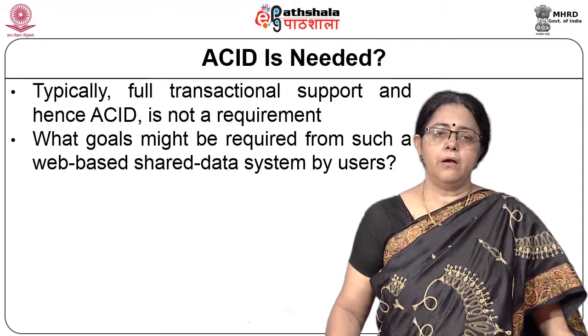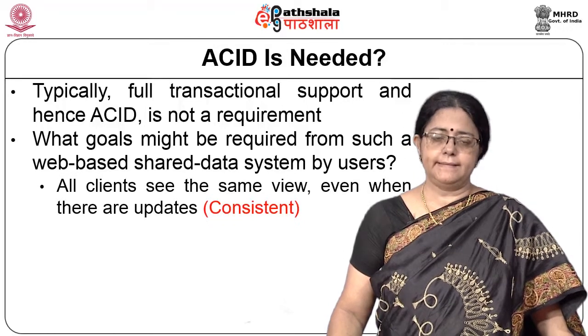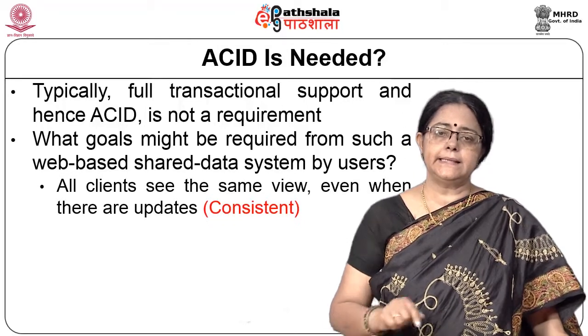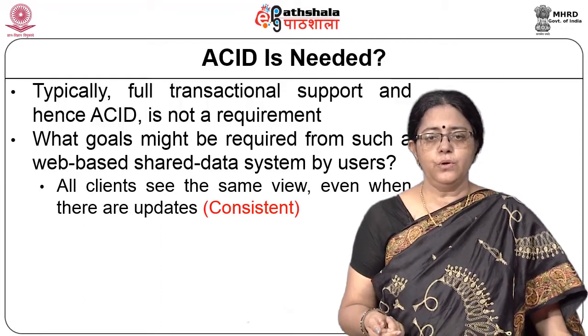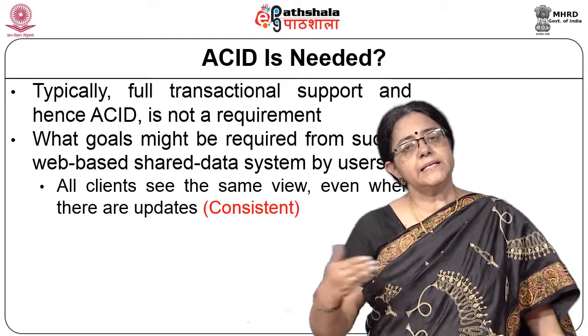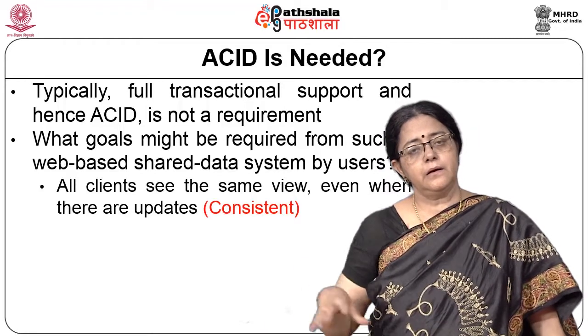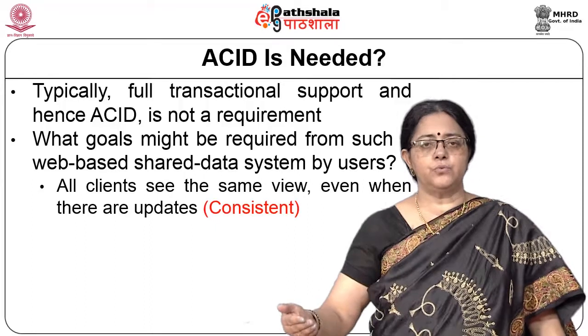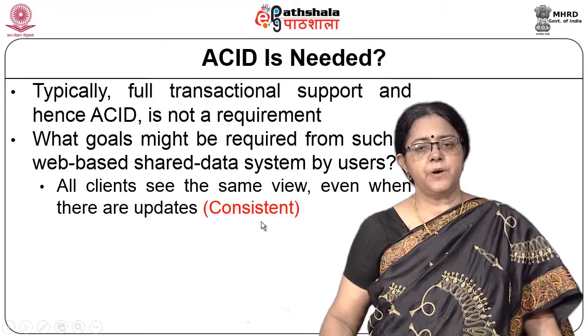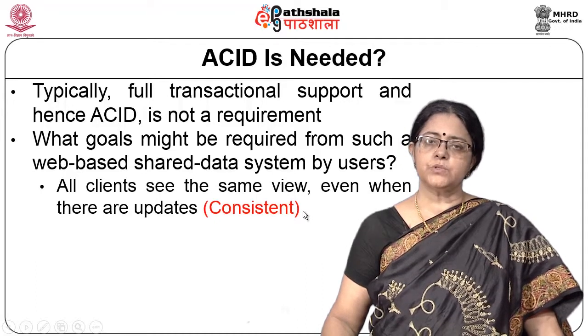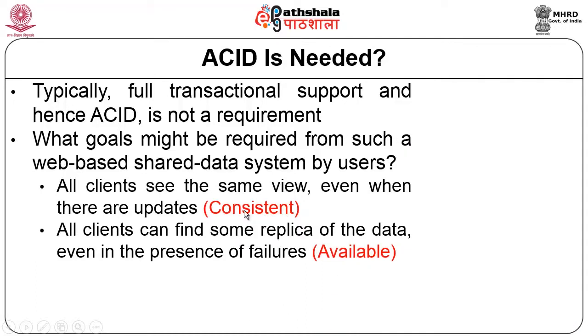So, the goals of these data stores are that all clients must see the same view even when there are updates. So, updates are going on, but there should be a similar view allowed to be seen by all the customers. That is the property of consistency. So, the data stores must be consistent. The second property is that any of their customers must be able to find the data or information at any point in time easily, in spite of failure. So, that is the property of availability.